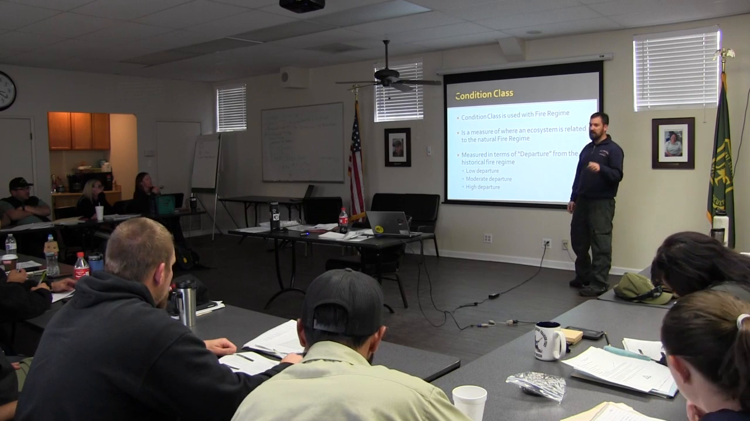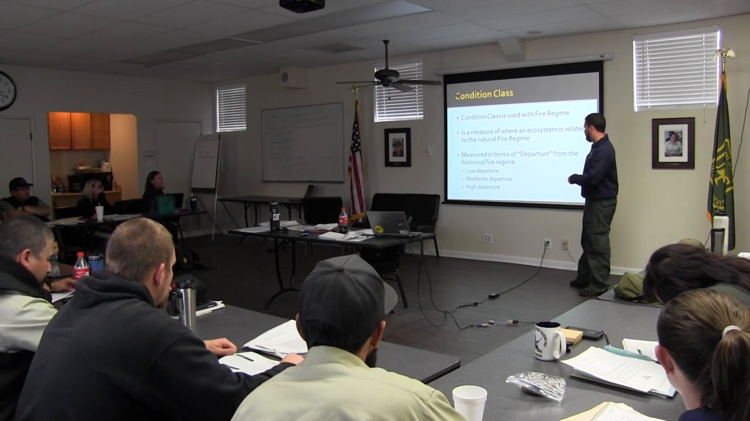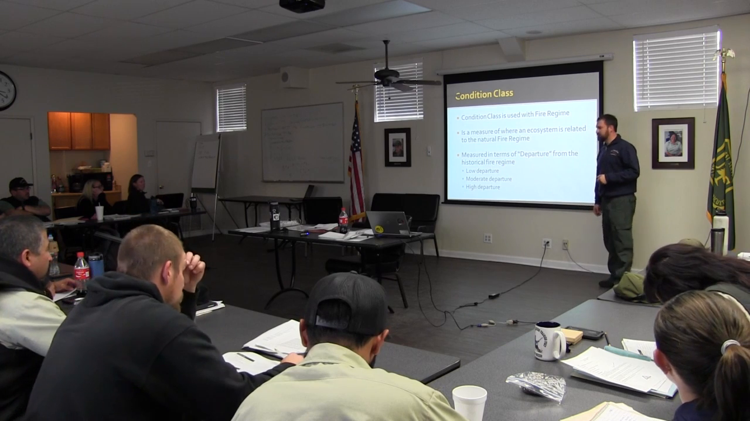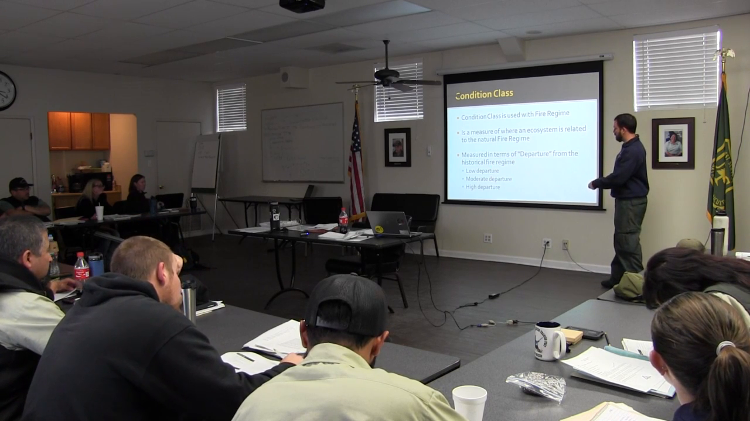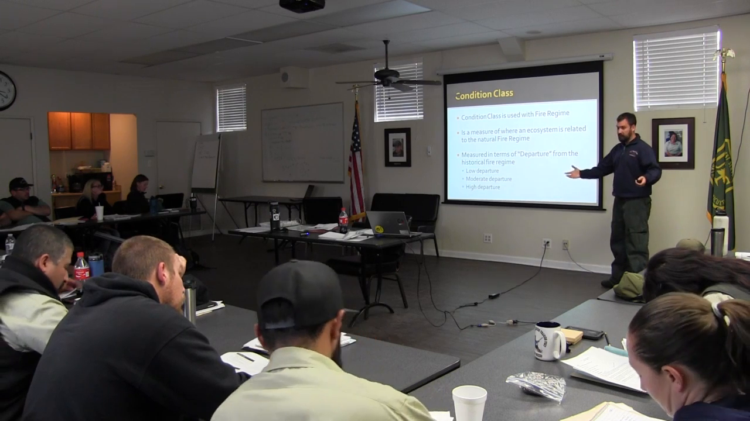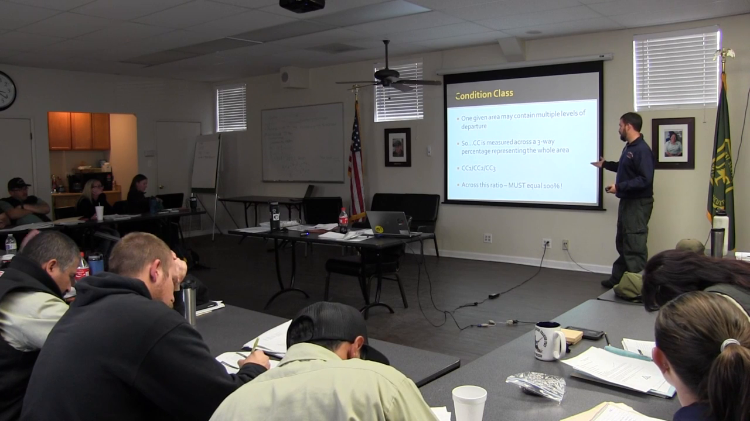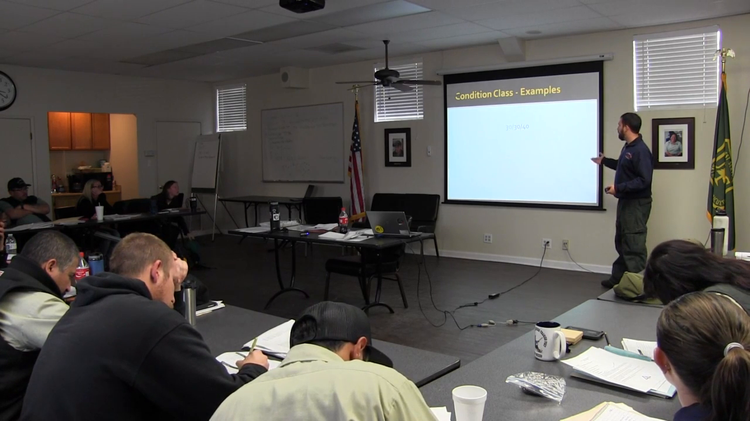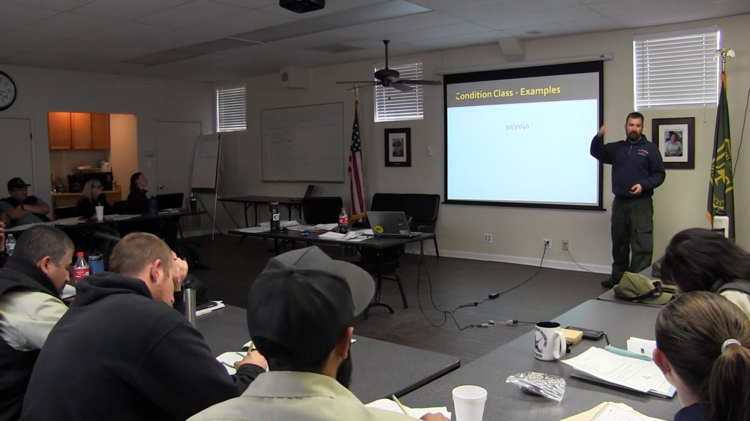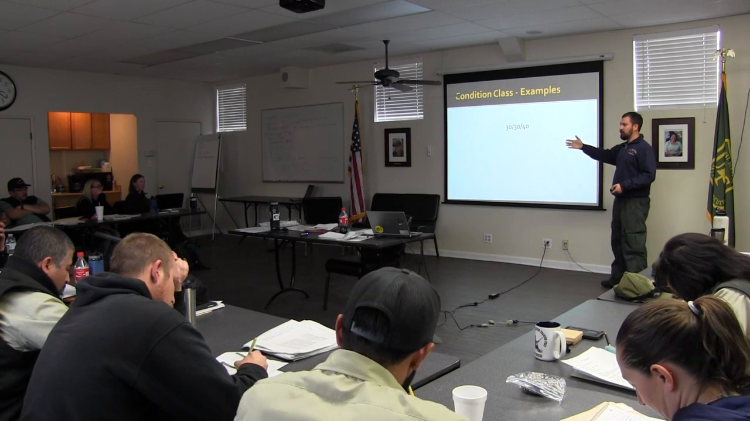Yeah, I don't think I did a good job of tying this together, so thank you. So 1 is low. Low departure is 1, moderate departure is 2, high departure is 3. Thank you. That's probably very important. So my bad. We'll go through some examples, and this will hammer it home for you. So now, are we all caught up on that?